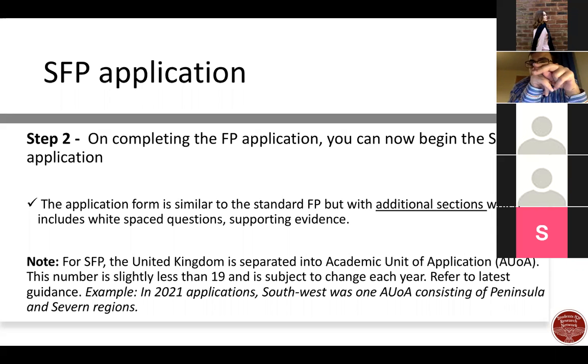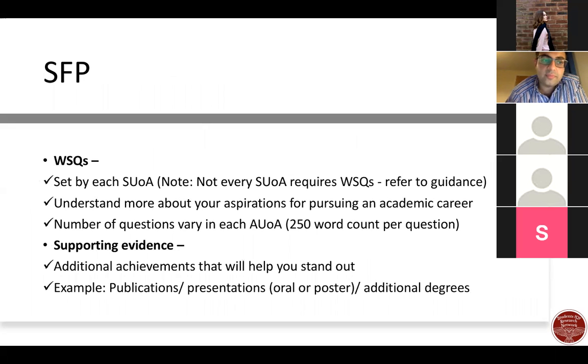So make sure that you really want to go to those places, and make sure that you have done your homework before that. So do search about them, do read about them, and choose wisely, because there are only two options available. The application is similar to standard FP, but you have some additional sections that you need to answer. For example, you have white space questions, and each unit of application does it slightly differently. So some units of application need white space questions before you submit your application, at the same time, in fact. And some academic units send it to you later.